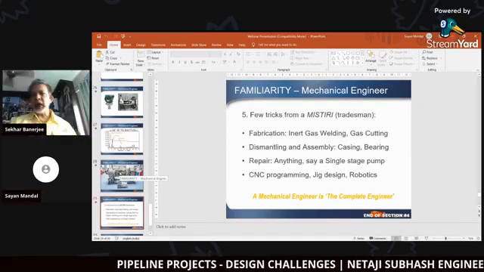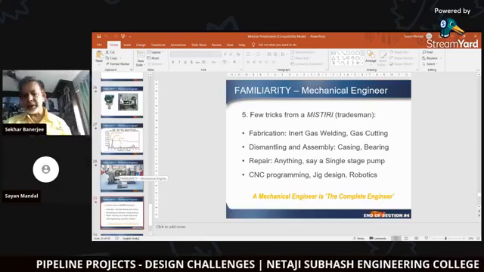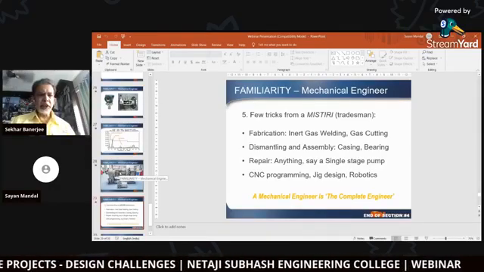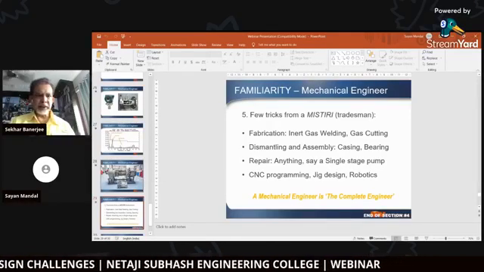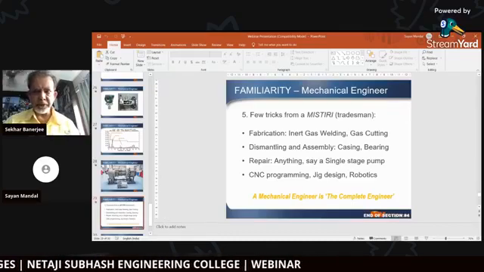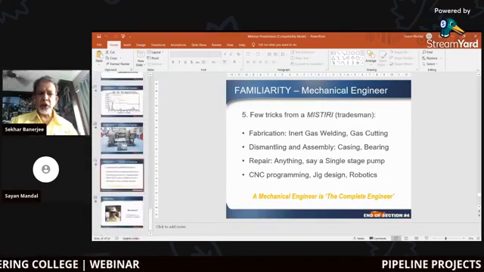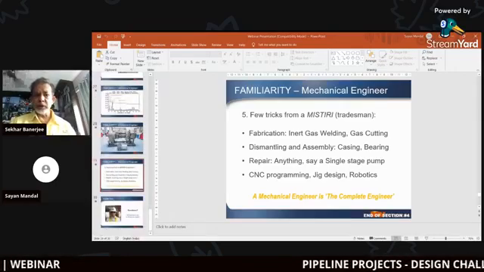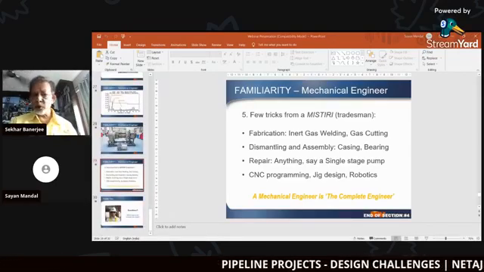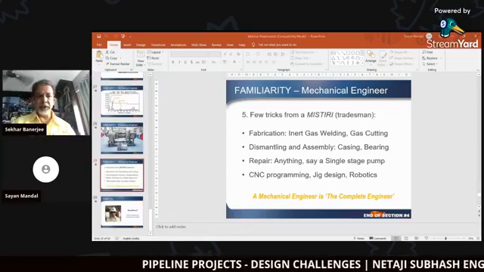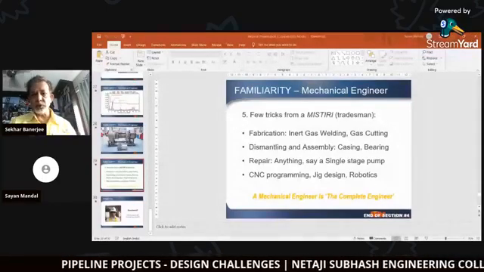Now you'll all be hired as an engineering officer, right? Initially, you'll probably be an engineering trainee, and then you'll be promoted to engineering officer in a year. Now you're supposed to supervise the workers. Now, how can you be effective if the workers know more than you?